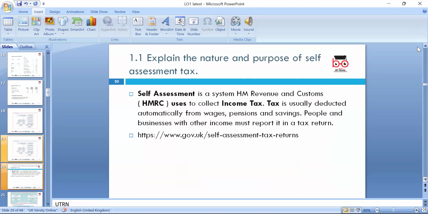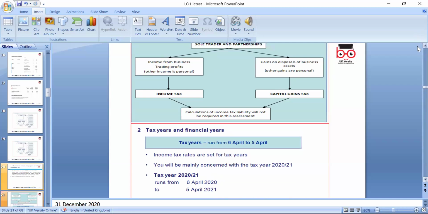Self-assessment is the system HMRC, Revenue and Customs, uses to collect income tax. The tax is usually deducted automatically from wages, pensions and savings. People and businesses with other income must report it in a tax return. We have a self-assessment return. We need a Government Gateway ID and then we can do the self-assessment return. Okay, so we can look at self-assessment.